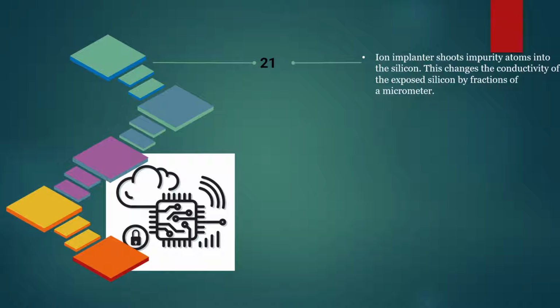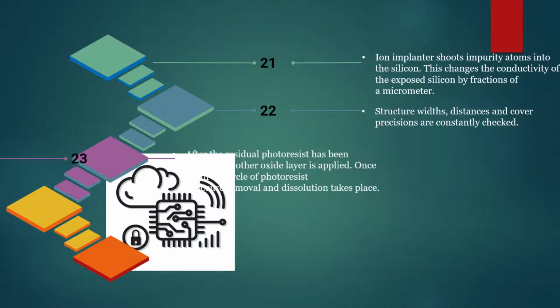Ion implanters shoot impurity atoms into the silicon, because we already know that to make it conductive we need some impure atoms built into the silicon. So we use phosphorus or other impurity atoms. This changes the conductivity of the exposed silicon by a fraction of a micrometer. Structure width, distance and cover precision are constantly checked and monitored throughout the process.